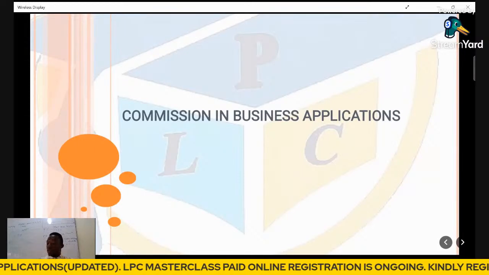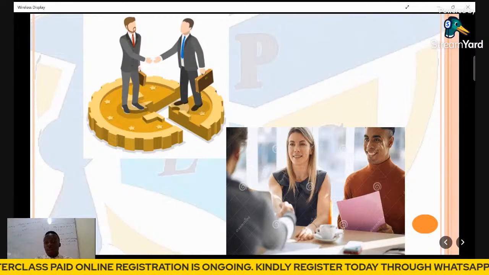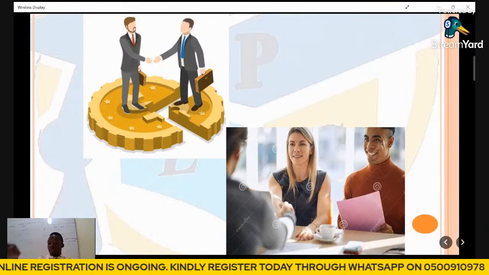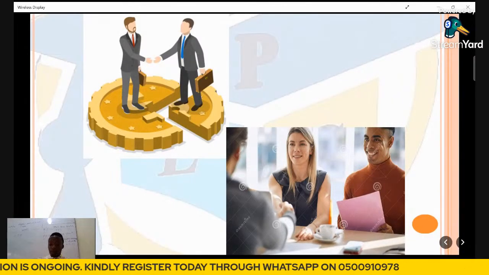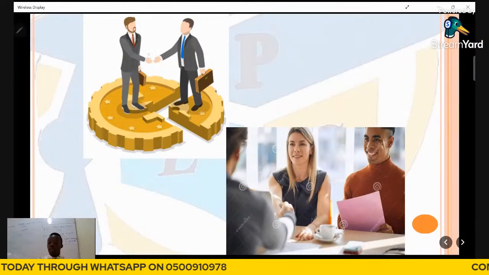So let's take note of that. As you can see from this picture, you can realize that there was some form of agreement. When you check the first picture, you can see that there was some form of agreement between these two people.